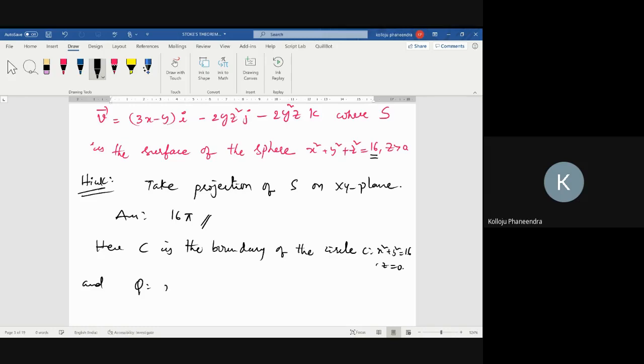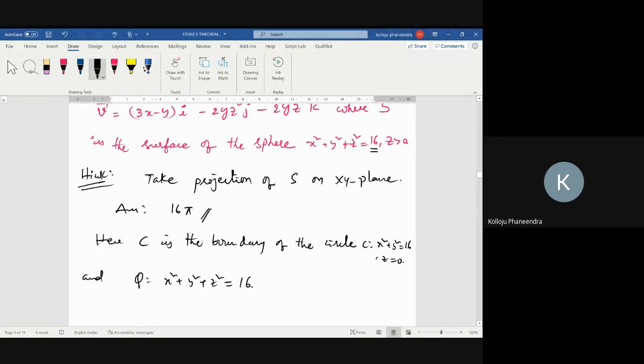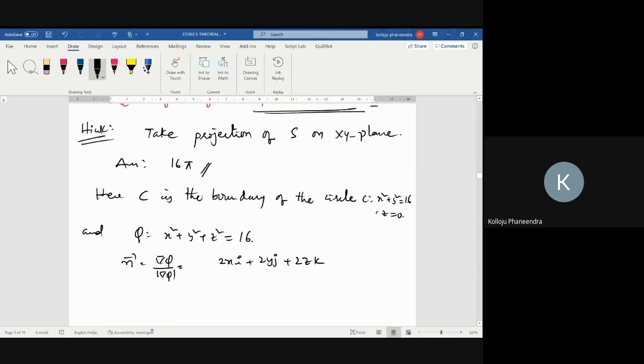What is phi here? Phi is given as x square plus y square plus z square equal to 16. This is the only change, because the surface is not directly given, it is the projection of the sphere on the xy plane. So you have to take phi equal to this. Previously also you had to consider it, but the n bar dot k bar terms were getting cancelled. That is why we did not calculate n bar equals del phi by mod del phi. If we calculate this, what you will get? Dou by dou x gives 2xi, 2yj, 2zk. These are all hints, not the complete problem.